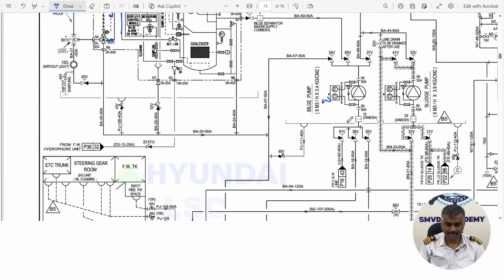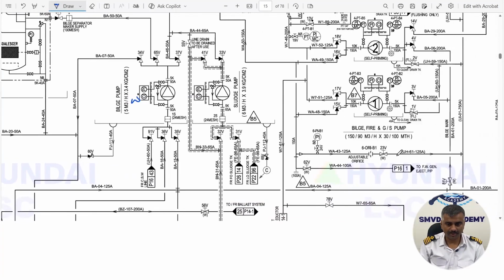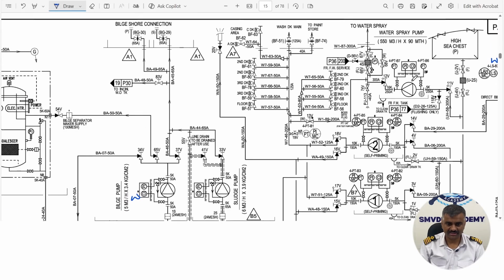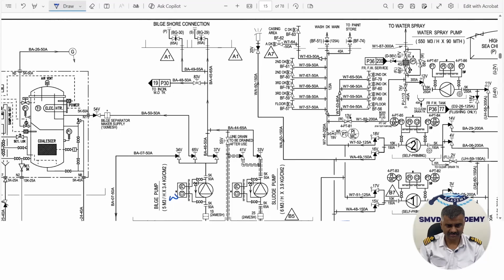The second question is, why do we have a CI and PI? In the bilge pump or the sludge pump or any pump which takes suction from the double bottom tanks, or the low sea chest which is below the level of the tank, you have a compound indicator and a pressure indicator. Either it is a fire and GS pump, or a bilge pump, or a sludge pump.